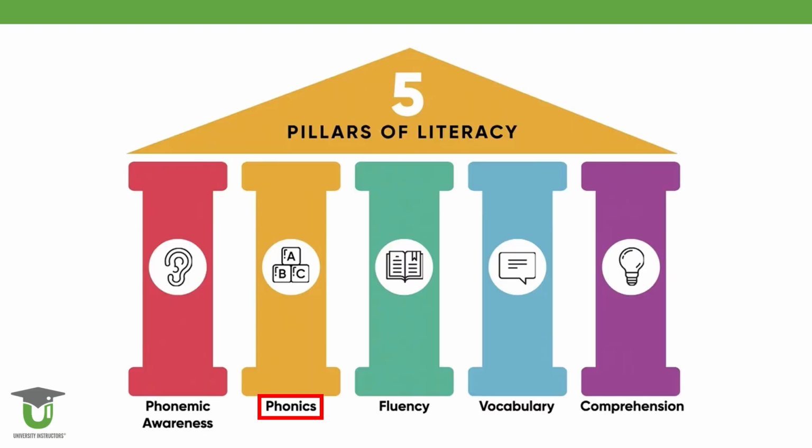In the first Science of Reading module, we covered phonemic awareness. Today, we will be discussing the second pillar of literacy, phonics. Historically, large-scale influential research studies have repeatedly found phonics instruction to be a key component in effective reading. To recap, there are 5 pillars of literacy: phonemic awareness, phonics, fluency, vocabulary, and comprehension. All pillars are interconnected, with each building on the former.